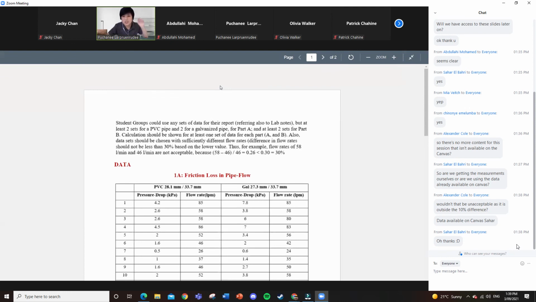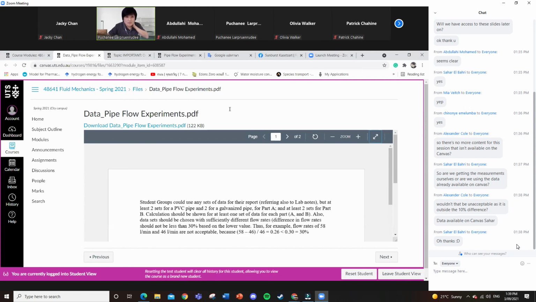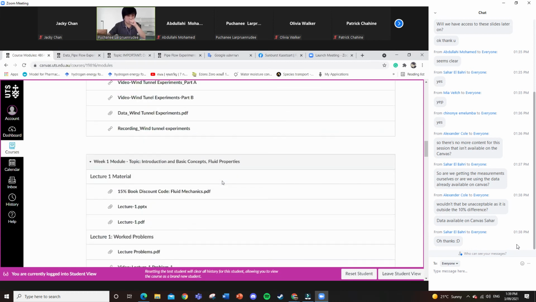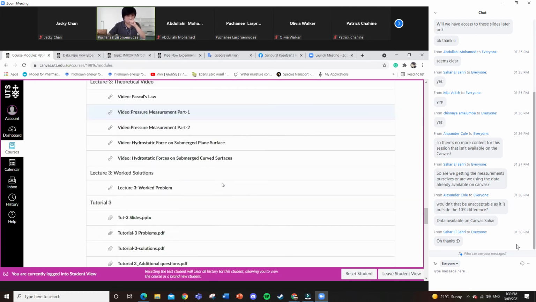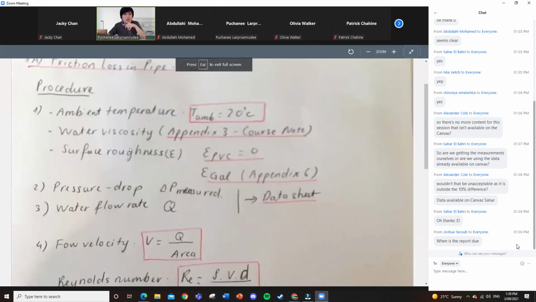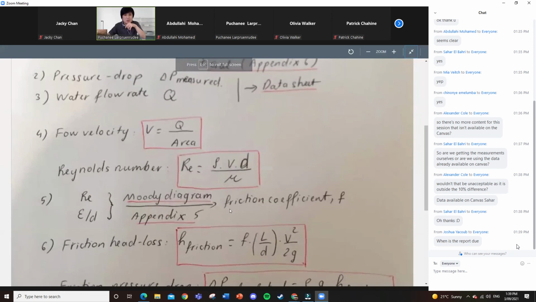Do you have any more question? No, actually, we already provide everything in UTS Canvas. Here you can see the formula that you need for part A, the calculation that you need.